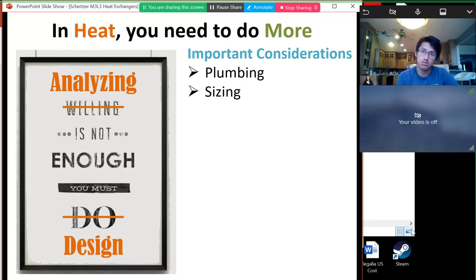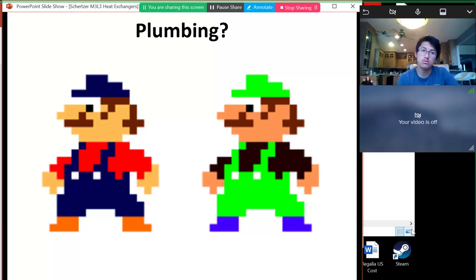We want to know the size because, like we've said throughout the whole course, the amount of area that we're transferring heat through really matters for how much heat we transfer. And then we're going to talk about something called effectiveness. This is a little bit like fin effectiveness, where we talk about how much heat is actually transferred versus how much heat could be transferred, so a maximum heat transfer. So first we'll look at plumbing.